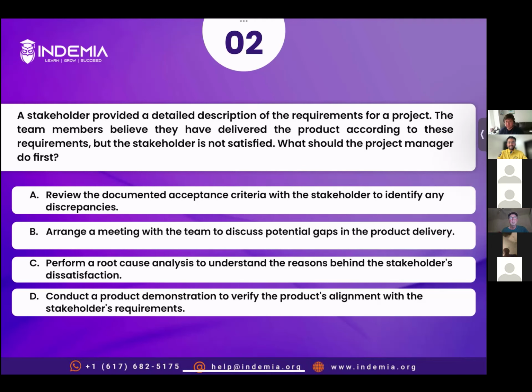So option A is correct. Review the documented acceptance criteria. I think I have told option B is correct. No, option A is correct. Review the documented acceptance criteria with the stakeholder to identify any discrepancy, to see what's wrong. All other options are incorrect. A is right. Let's read the explanation.